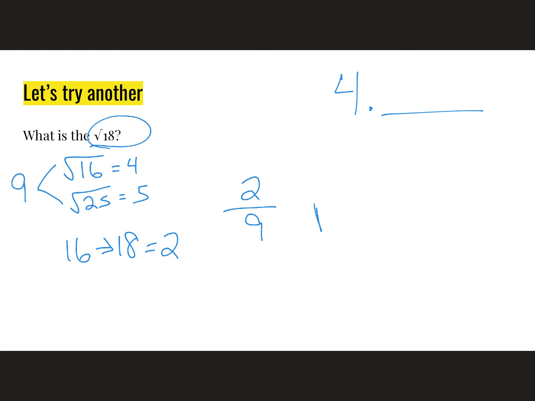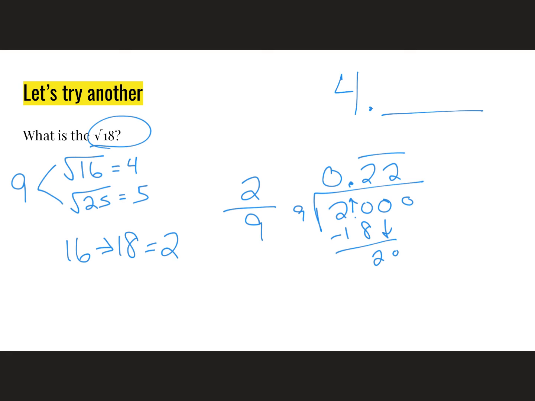So if we divide that, 2.00 divided by 9. Okay, so 9 goes into 2 0 times. Move my decimal up. 9 goes into 20 twice. Minus 18 gives me a 2. Bring down the 0. I've got another 20. So there's 2 repeating. So this would be about 4.2 repeating. Okay, so go ahead and try these on your own, and I will see you in class.